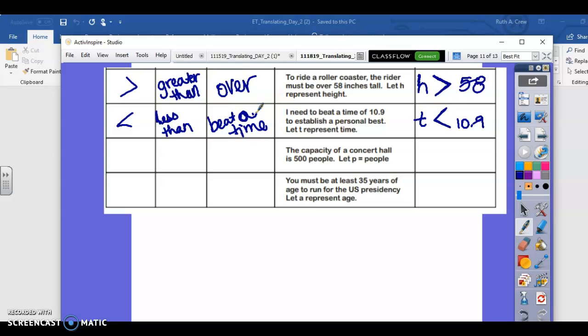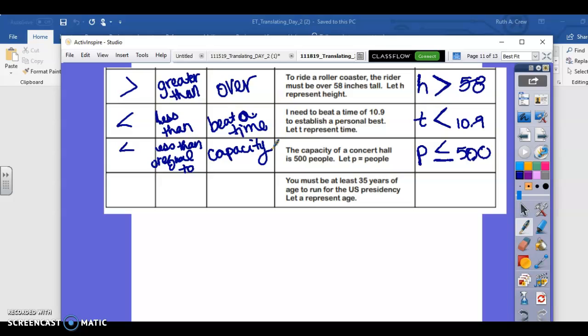The capacity of a concert hall is 500 people. Let P equal people. So here's the amount of people that we're going to let in. 500 is our limit. And it says that the capacity, that means we can't hold any more than 500 people. So the amount of people that we let in right here needs to be less than or equal to. If capacity is 500, you can let 500 in, but you cannot let 501 in. So that sign is less than or equal to. And the key word was capacity.